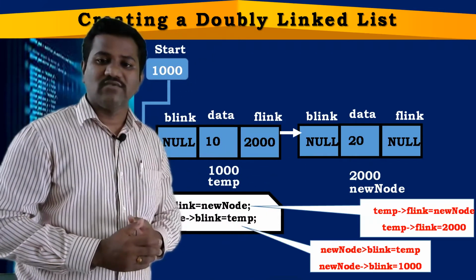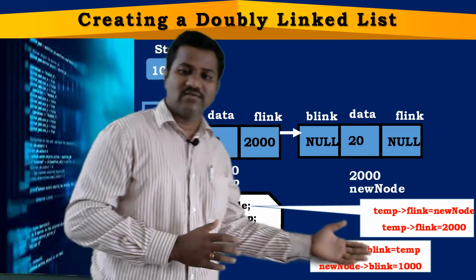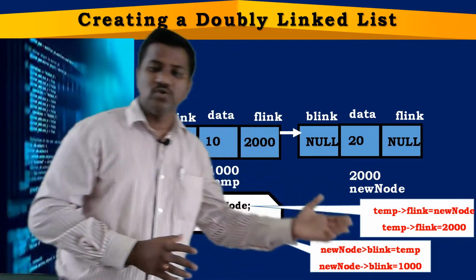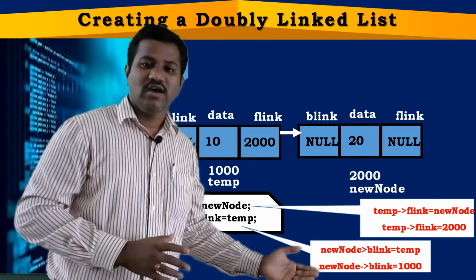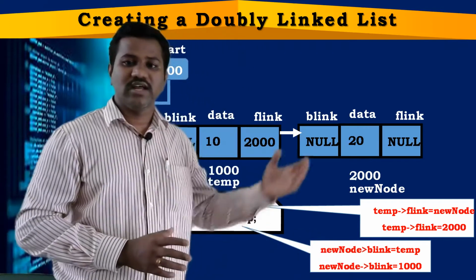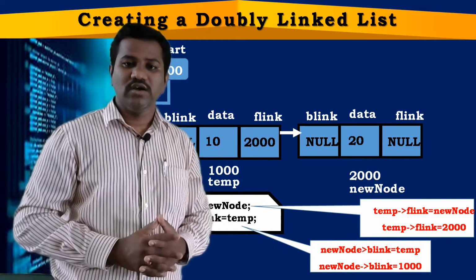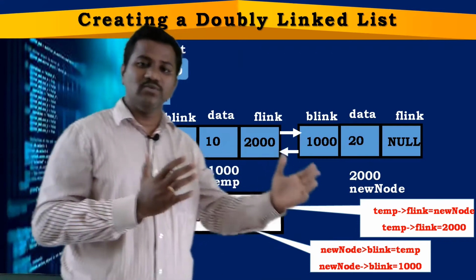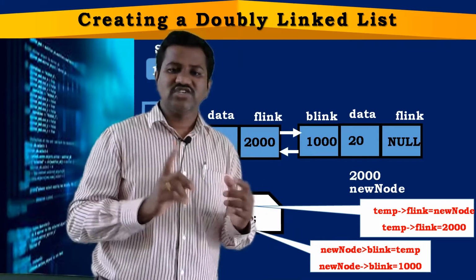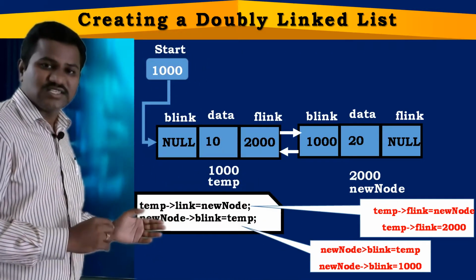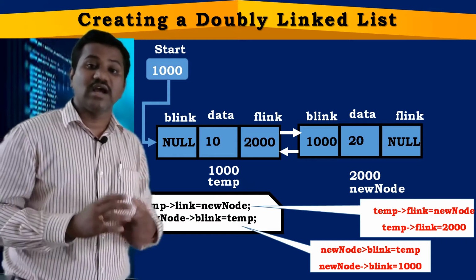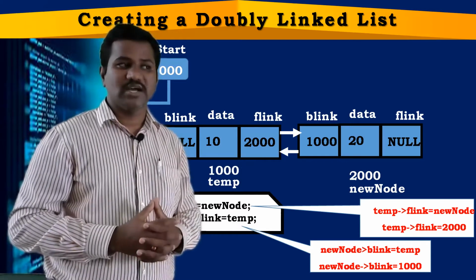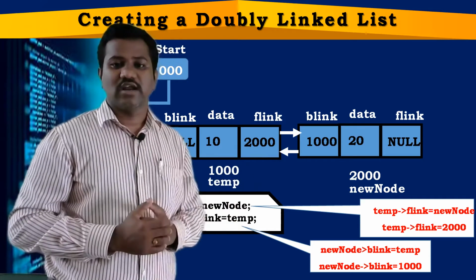The next instruction is new node backward link assigned with temp. Temp here means 1000. 1000 has been stored in the new node backward link, so the B link of the new node will have 1000. So there will be a backward link from the new node to temp. One additional instruction is added when compared to the single linked list. And this is how the links have been established between the first node and the second.